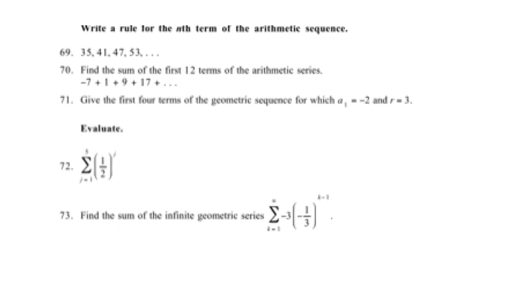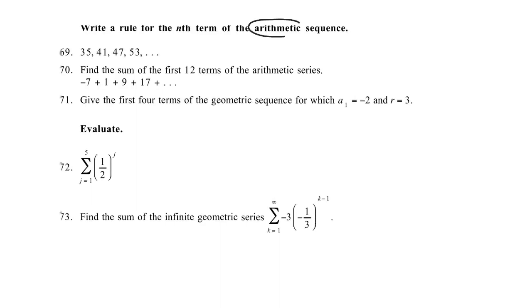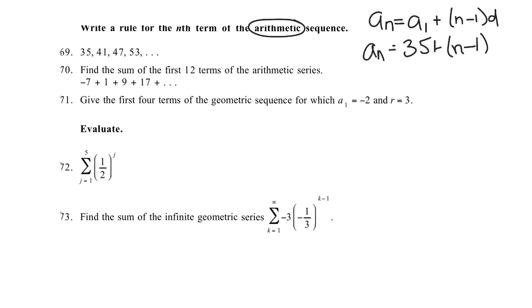A little bit of chapter 11 in here, or chapter 8, I guess, in this book. Write a rule for the nth term of the arithmetic sequence. That's a_n equals a_1 plus n minus 1 times d. So my a_1 is 35. When I write my rule, I leave n and I leave a_n, and all I need to find is my common difference. What am I adding every time? So 41 minus 35 is positive 6, so d is 6.